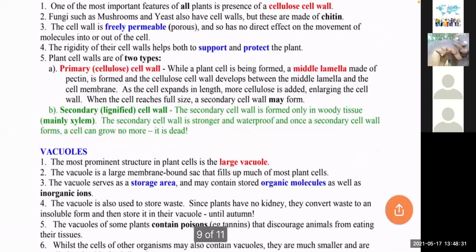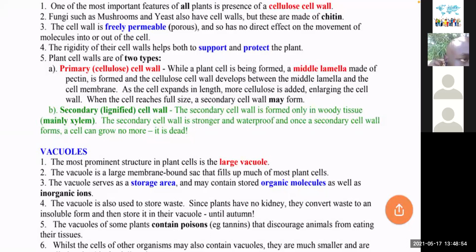The vacuole is a large membrane-bound sac. It almost fills up most of the plant cells. That's how large it is. The vacuole serves as a storage area and may contain stored organic molecules as well as inorganic ions.